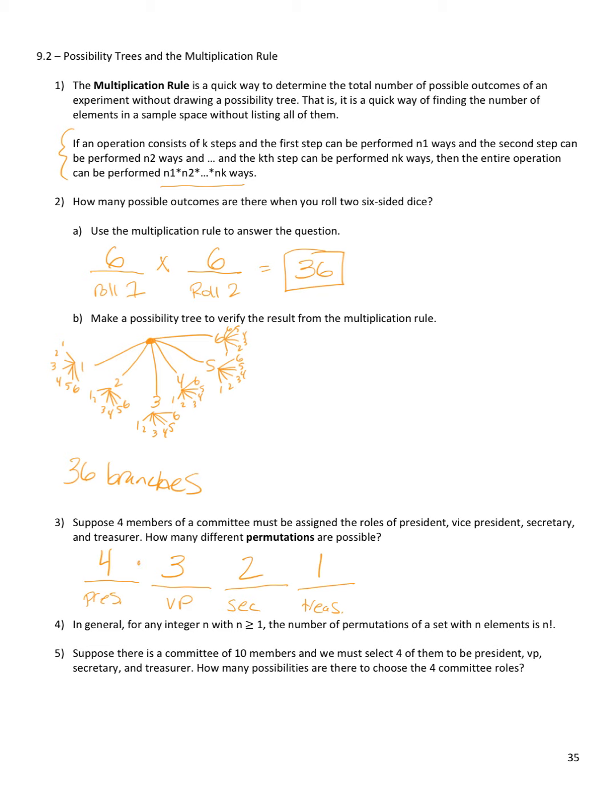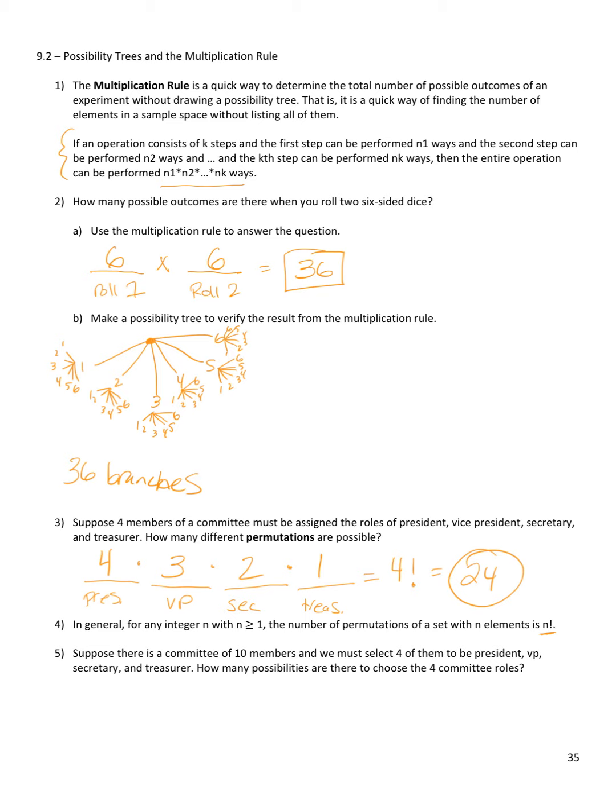And we multiply these, the multiplication rule, because they are just steps in a process. Multiply each of those together. 4 times 3 times 2 times 1. That's known as 4 factorial, which is 24. So in general, for any integer n with n greater than or equal to 1, the number of permutations of a set, that's how many ways you can rearrange the order of the set, is n factorial.